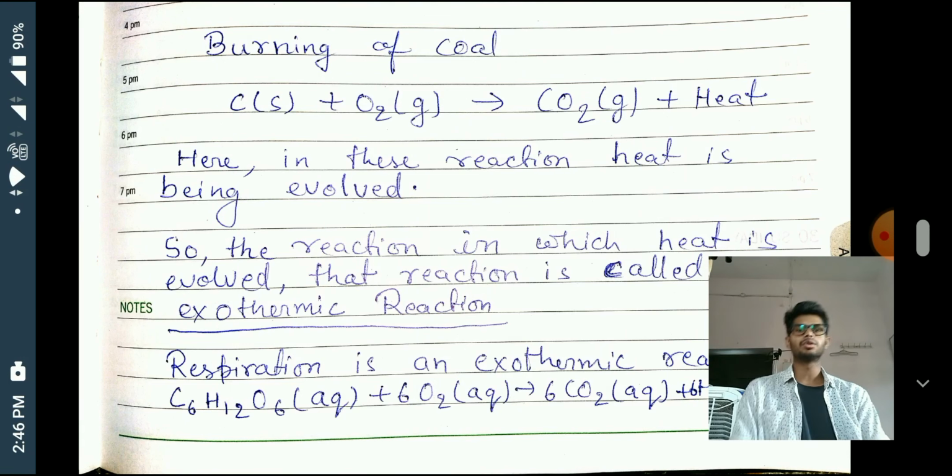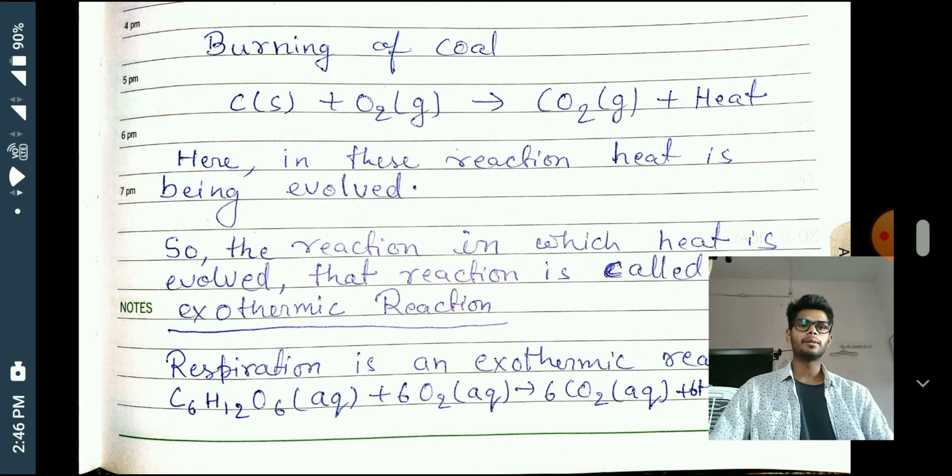The burning of coal is also a combination reaction. You can see that coal is a form of carbon, you must be knowing that. When you burn it, it gives carbon dioxide. Obviously there is evolution of lots of smoke. When we burn anything, there is carbon dioxide. Along with that, it will produce heat.